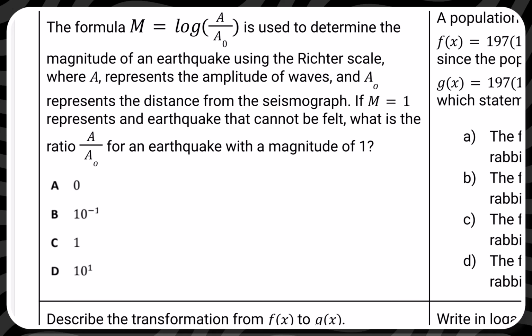Same thing with this one. It says the formula here, m equals log, and then it's got this ratio. I need to solve for that ratio, so I don't have to do anything fancy with that, but it does tell me that m is equal to 1. So I'm going to write down 1, because I just substituted the 1 for m, and then I'm going to put log of a over a 0.